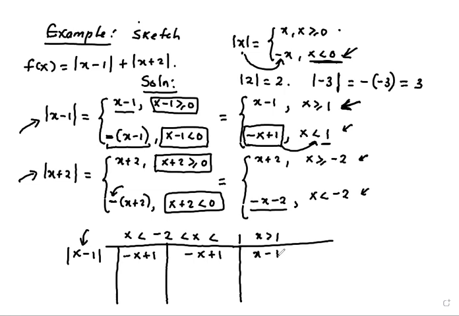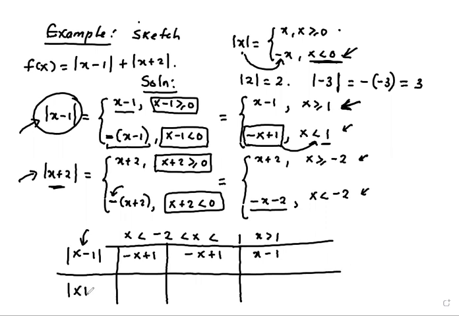So, sir, why couldn't we get negative x minus 2 instead of negative x plus 1? No, we are still dealing with this piece here. We haven't gone to the second one. Now we are going to the second one.